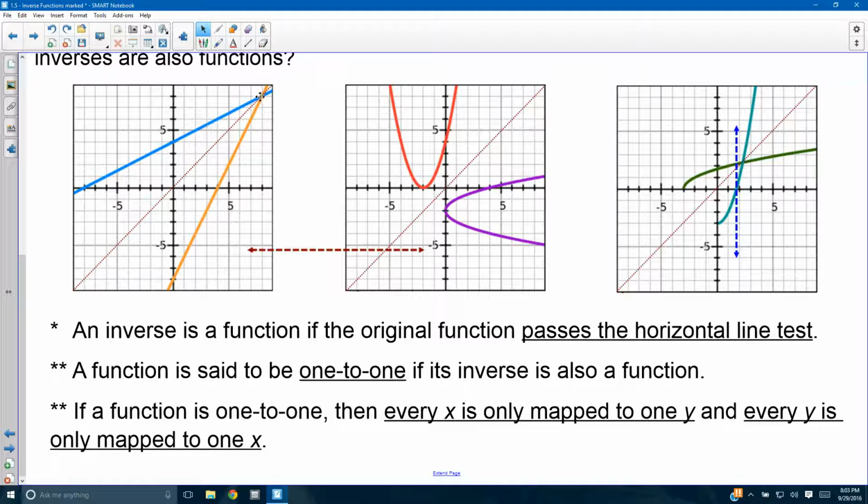So this one's a one-to-one function. This is not a one-to-one function. This is a one-to-one function for the same very reasons as the horizontal line test and the inverses not being functions.